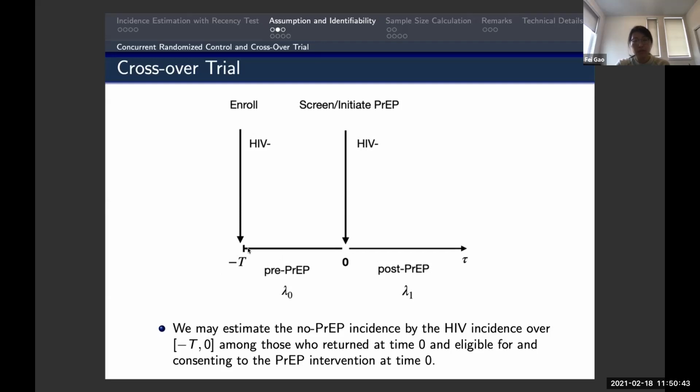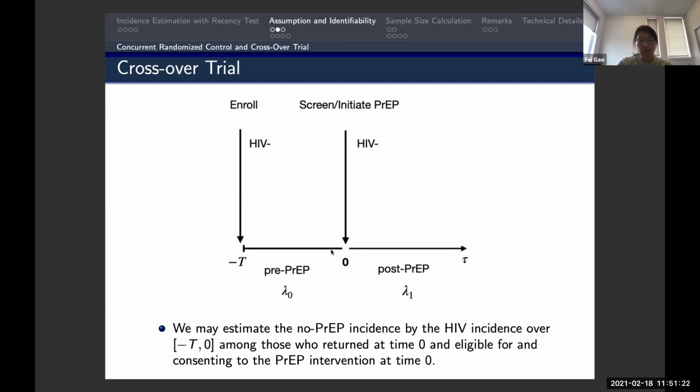For example, for those HIV negative subjects we recruited at time -t, their HIV risk may be highly variable. In that case, those with higher HIV risk will be more likely to experience the event during this early period. Therefore, we may come across a so-called selection bias, in that the subjects we recruited in the trial at time 0 will be more likely to have a lower HIV risk compared to those subjects we evaluate for this no PrEP incidence over time -t to 0.